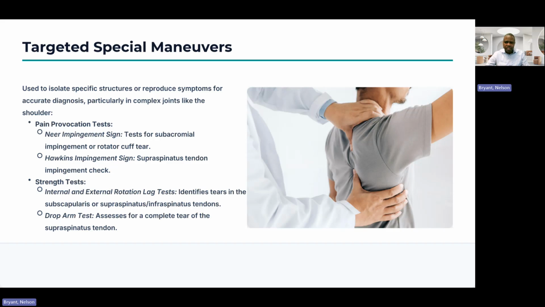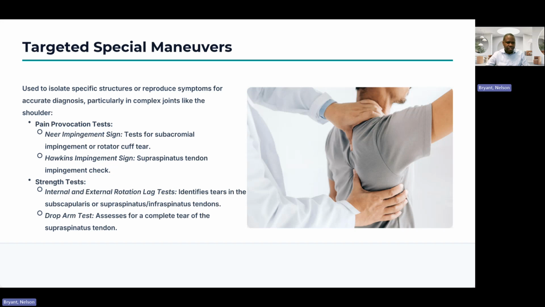So the Hawkins impingement sign, which is the next one, is also a physical exam that helps to detect any impingement syndrome or those rotator cuff tears that I mentioned. A positive test will usually be indicated by pain during passive internal rotation of the shoulder when it is flexed and the elbow is bent, causing compression in the shoulder.